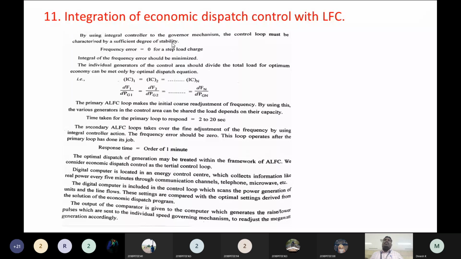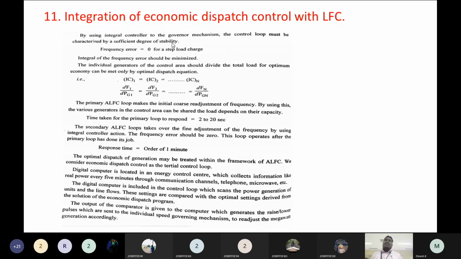So the time taken is 2 to 20 seconds, and the primary response time is of the order of 1 minute. So it is a terrestrial control loop, not a first order or second order, it is a third order economic research. Here, the digital computer implementation is implemented.